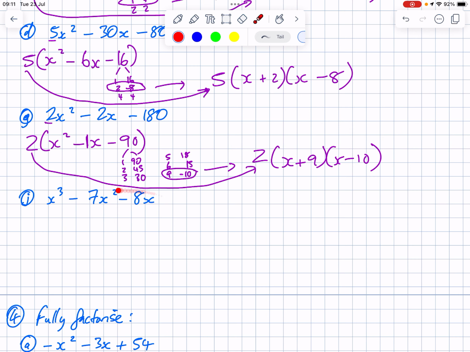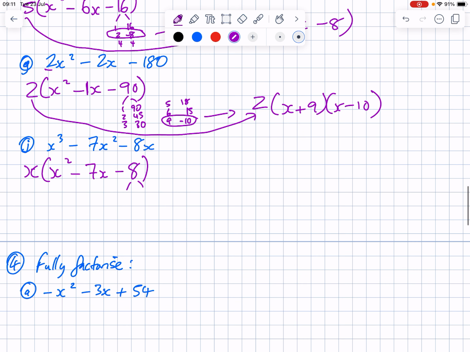This one looks tricky here because suddenly we've got a cubed, but realize that all of these terms have an x in it. Remember here, this last one was a number, so all of these have an x in it. So the common factor is x, that goes on the outside. What do I times by x to get x cubed? X squared. What do I times by x to get negative 7x squared? Well, negative 7. What do I times by x to get negative 8x? Well, negative 8. That leaves us this bracket, which can be factorized with sum and product.